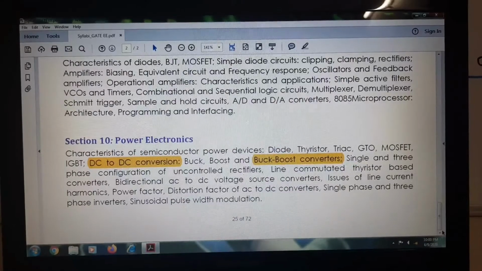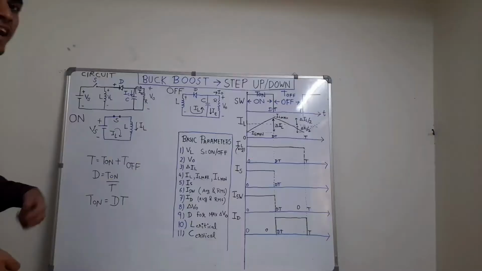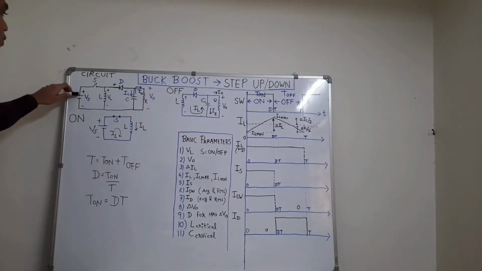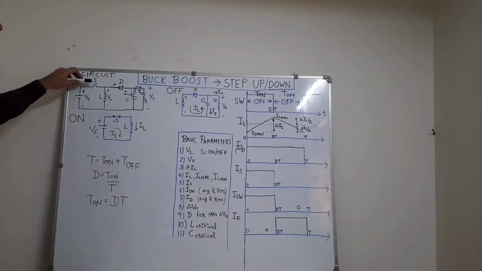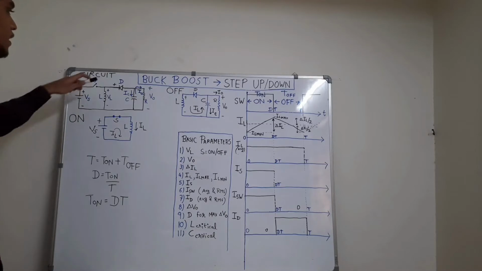Let's begin. This is the last DC to DC converter in the GATE syllabus. Let's start with the circuit of the buck boost converter. In the circuit, Vs is the input voltage DC source. S is the switch which turns on and off at very high frequency. This L is the inductor, which is connected in parallel with the source and switch.